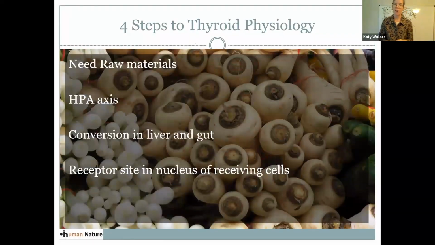Okay, so now you understand the 4 steps to thyroid physiology. We talked about the raw materials, right? I'll go over those again in a second, but they're things like tyrosine, iodine, iron, selenium, protein. Protein is one of those things that's so important for the thyroid.